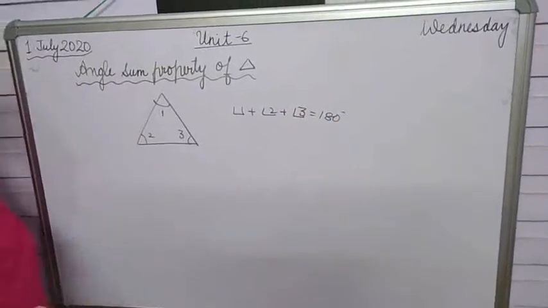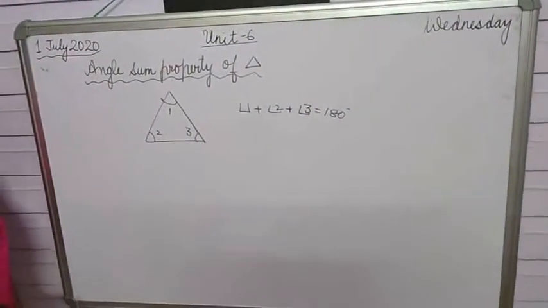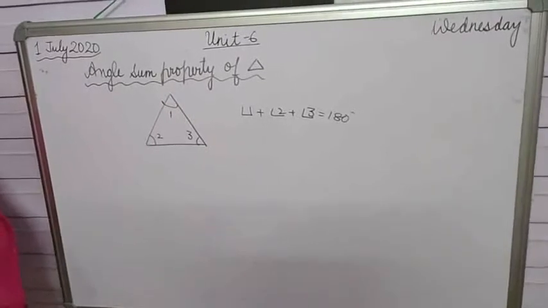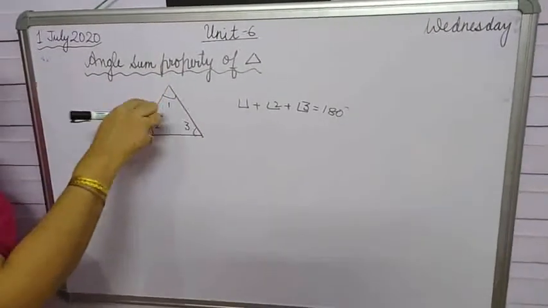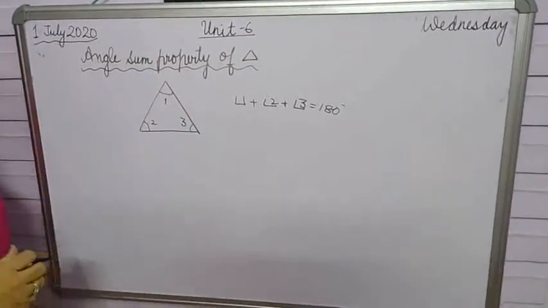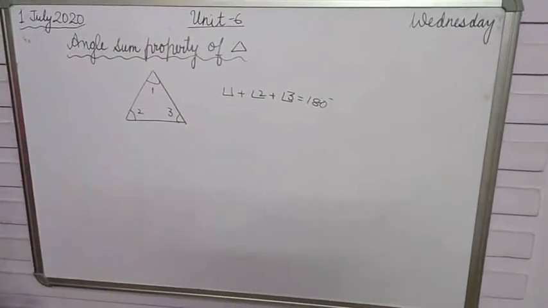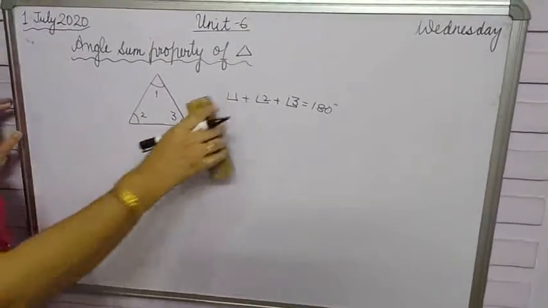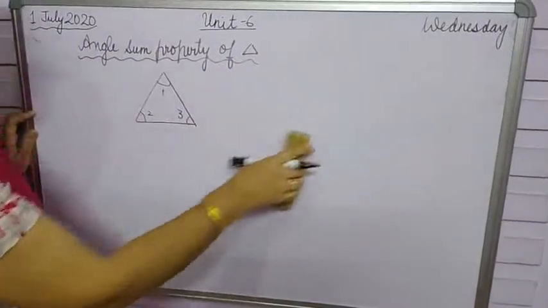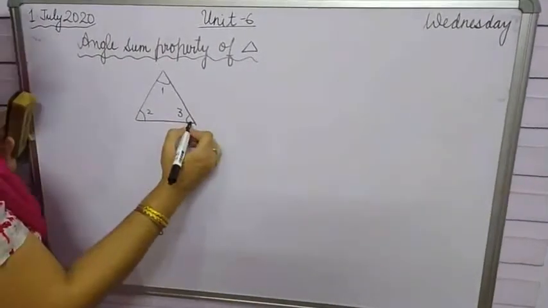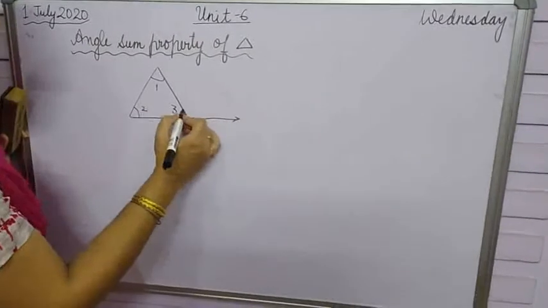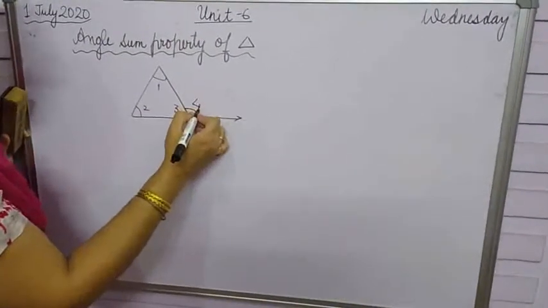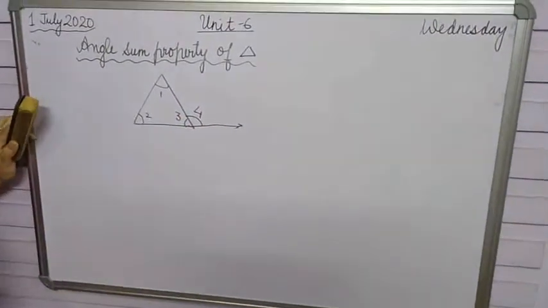Whatever may be the type of the triangle, whatever may be the size of the triangle, it doesn't matter, because the sum of these three angles is always equal to 180 degrees. Now let us see a small proof of it. Though it can be verified by various properties, let us make use of the exterior angle property which we had studied. Let us make one of the exterior angles and name it as angle 4.